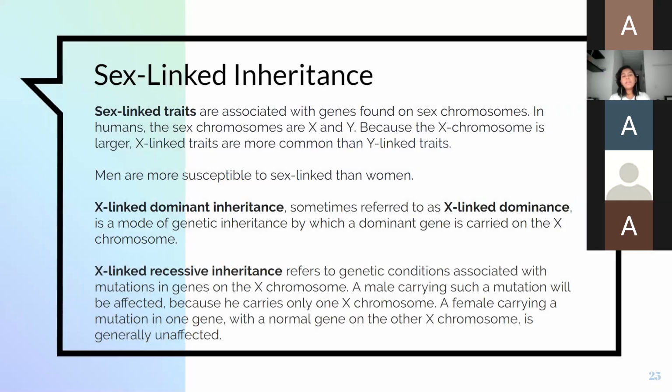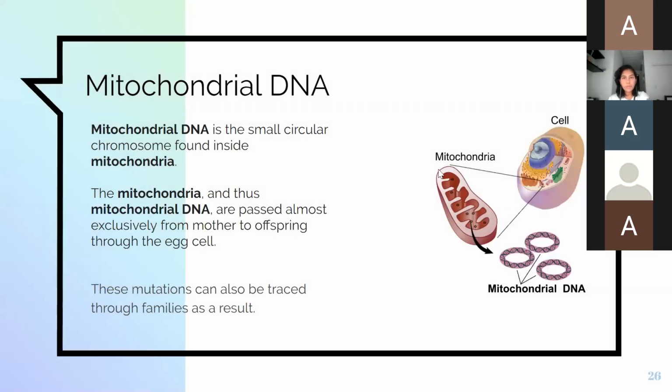Then moving on to mitochondrial DNA. In our mitochondria, we also have small circular chromosomes called mitochondrial DNA. The main thing we need to know from this is that mitochondrial DNA can only be passed down from the mother, since sperm don't really pass on mitochondrial DNA. Only mothers can, from their egg cell. And mitochondrial DNA can show a few mutations, which can then be traced through families as a result.